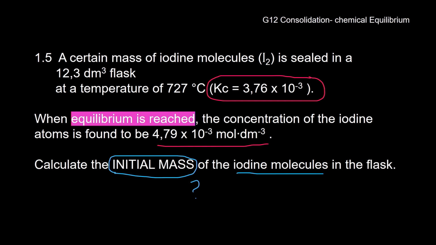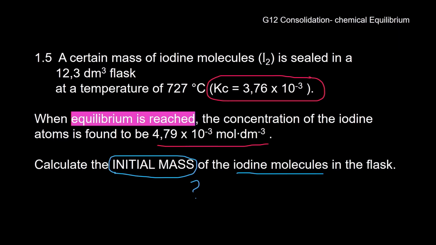So this is a really tricky question. It requires a lot of thought. You need to set out your work very clearly and explain exactly what you're doing. So in other words, write down your maths. It's like doing a maths exam, writing down your steps of calculation very carefully. So the question says, a certain mass of iodine molecules, I2, is sealed in a 12.3 decimeter cubed flask. That is telling me my volume.